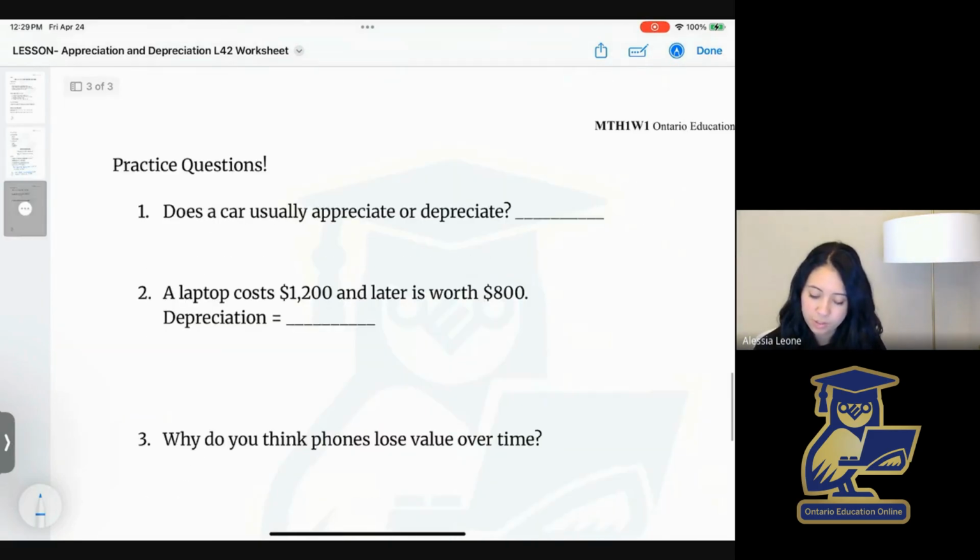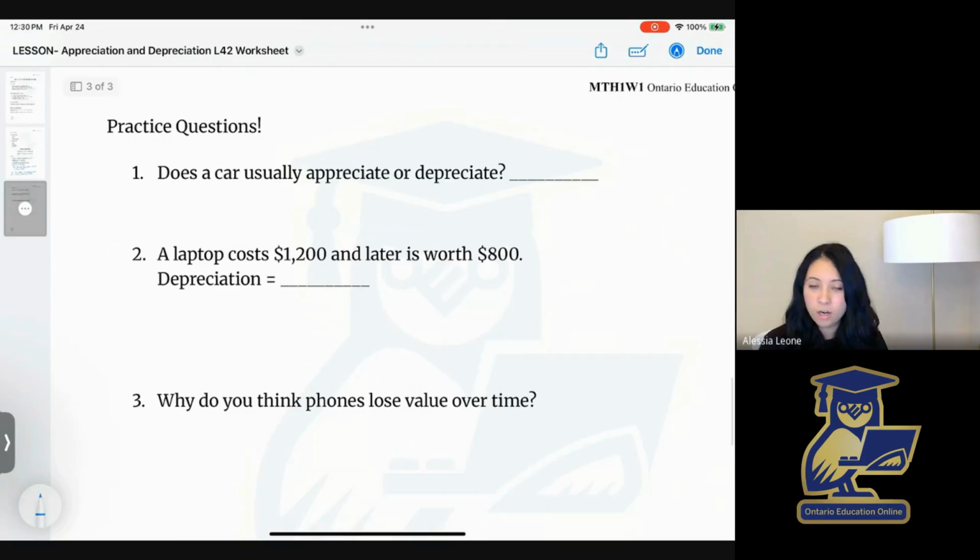And practice questions. So does a car usually appreciate or depreciate? Based on our lesson, the answer is depreciate. The car usually depreciates.